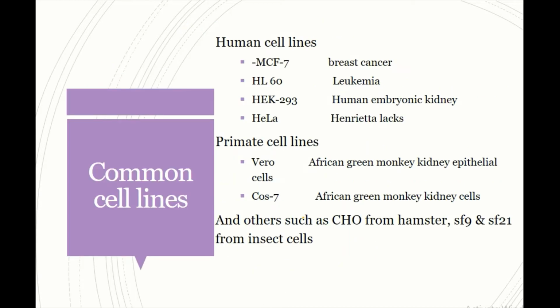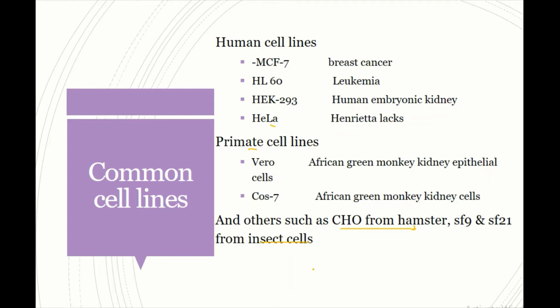Now, we have several cell lines that you're likely to come across. For example, human cell lines from breast cancer, from leukemia, human embryonic kidney, and HeLa that is used in cervical cancer. We have also those that are from primates, like Vero from the green monkey kidney epithelial cells, and also COS7 from the green monkey kidney cells. We also have others from hamsters, the CHO, SF9 and SF21 from insect cells, and many others that you're likely to come across.